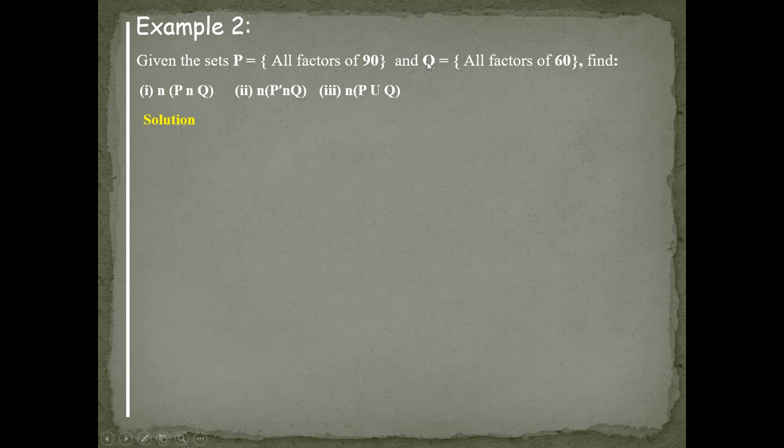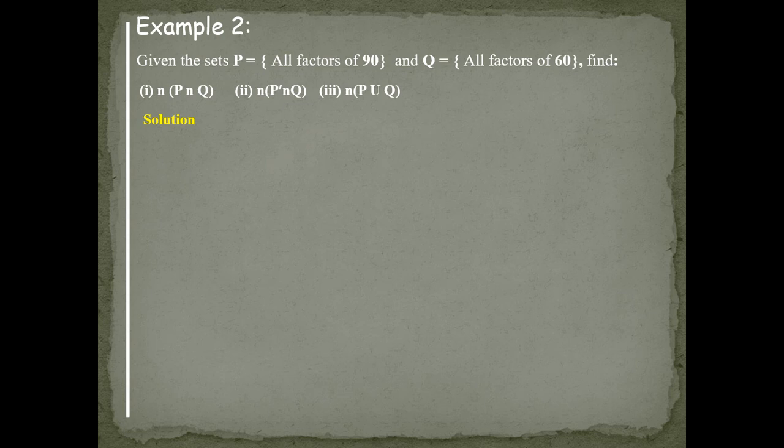Take 1 minute and list the elements of set P and also the elements of set Q, where the elements of set Q are all factors of 60, and the elements of set P are all factors of 90. If we cannot list these elements, then it becomes very hard for us to handle the question. All factors of 90 means that we are taking all those numbers that can divide 90 and we don't get any remainder.